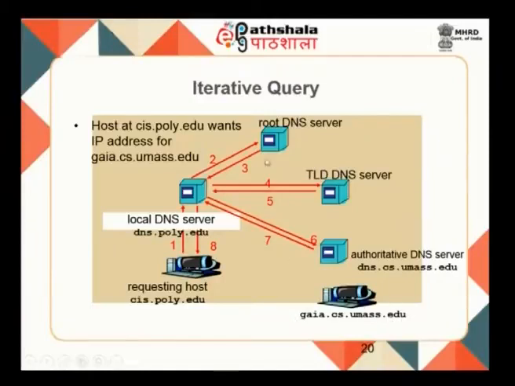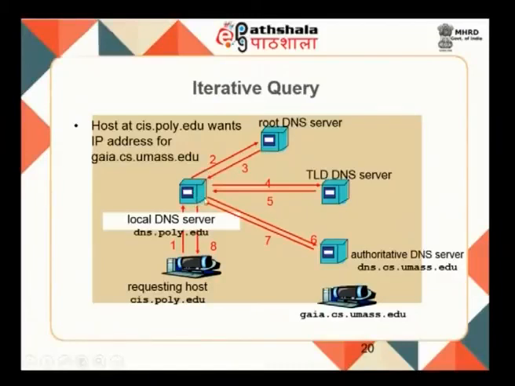gaia.cs.umass.edu. Now, the root DNS server may not have the IP address for this particular domain name, but it will definitely have the address for the DNS server of .edu. So it will give back information to the local DNS server saying, I do not know the complete address that you are looking for, but I can tell you the address of the top level domain server, which is the edu server. That edu server information will come back to the local DNS server.